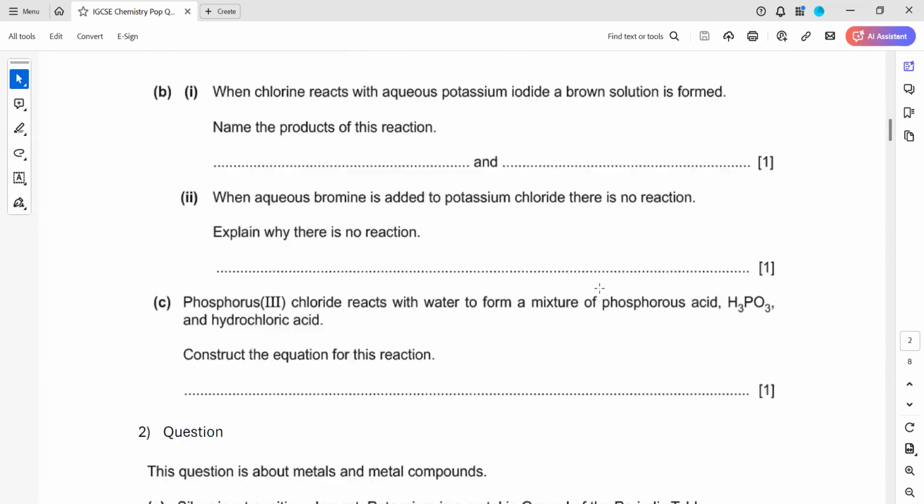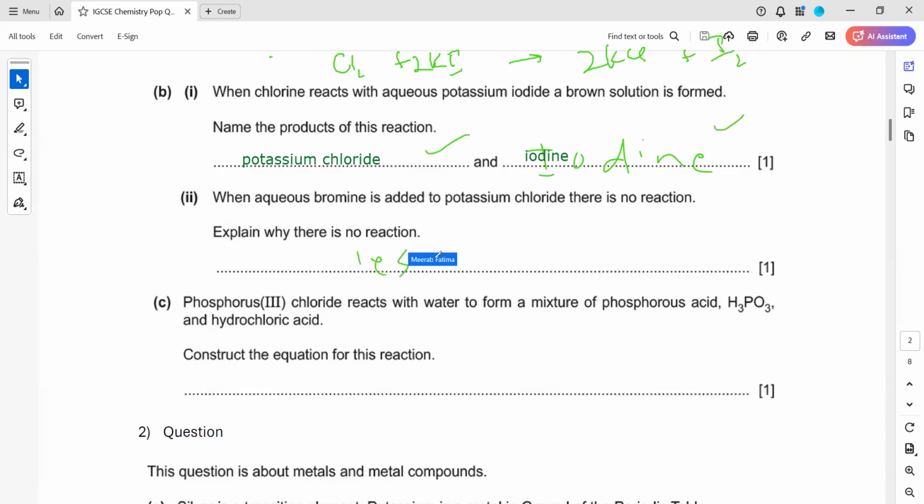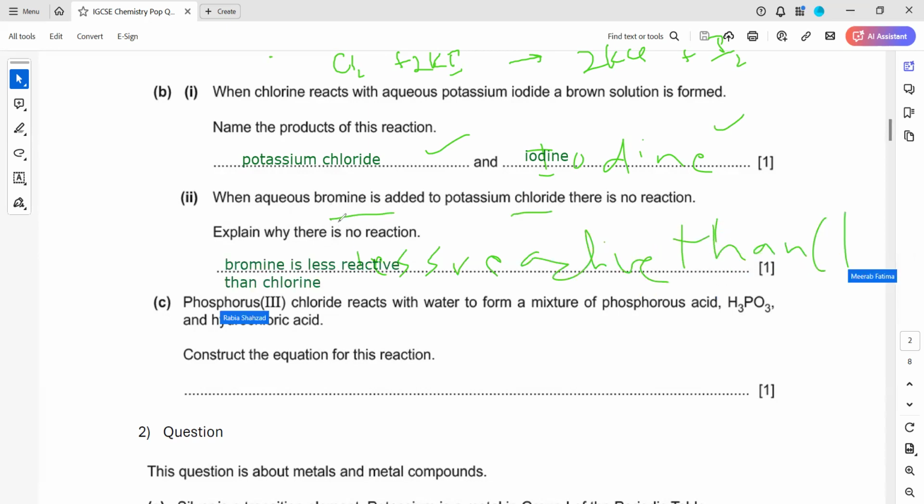When chlorine reacts with aqueous potassium iodide, a brown solution is formed. Name the products of this reaction. Chlorine is reacting with potassium iodide. So as a result, it will give potassium chloride plus iodine. When aqueous bromine is added to chlorine, there's no reaction. Why is there no reaction? Because bromine is less reactive than chlorine.